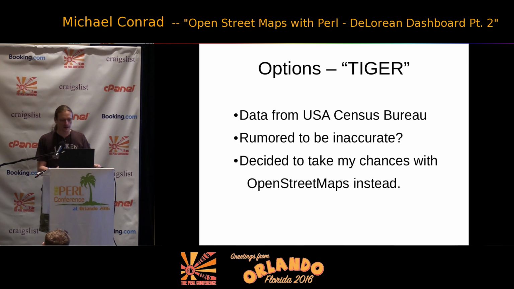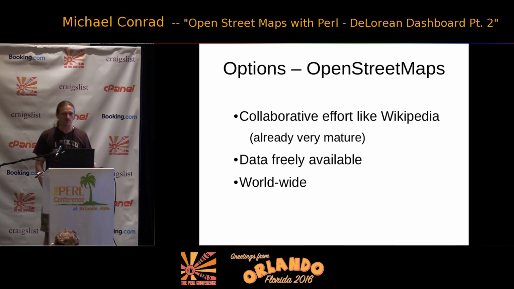So then there's a Tiger database that the USA Census Bureau provides. As I was reading around on the forums, people were like, the notoriously inaccurate Tiger data. And I was like, well, okay, maybe I'll try my chances with OpenStreetMaps. Tiger might be a valid option. I didn't really investigate them very thoroughly.